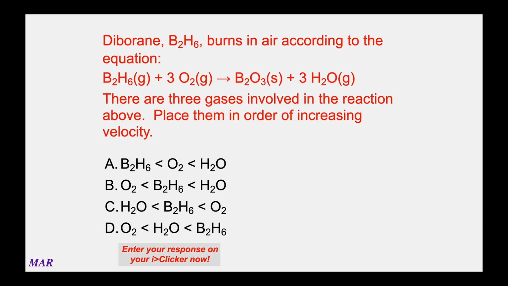So if we want these in order of increasing velocity, we want the slowest one first, and I believe that's going to be O2. And then B2H6, with a molar mass in the middle, would be the middle speed.